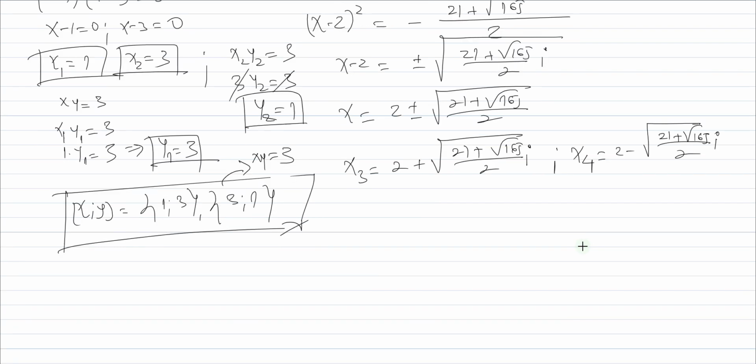Okay, so now we can use either xy equals 3 or x plus y equals 4 to find the value of y. I'm going to say x plus y is equal to 4. So if you want to find the value of y, in this case y3 is going to be equal to 4 minus x3. So then we have y3 is going to be equal to 4 minus this one. This is all going to be negative.